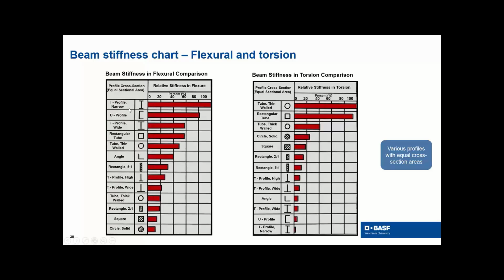So basically it's saying, okay, the most efficient design for bending is an I-beam, a narrow profile. And you think about it, that's why buildings and bridges and everything are using I-beams, because it's the most efficient.